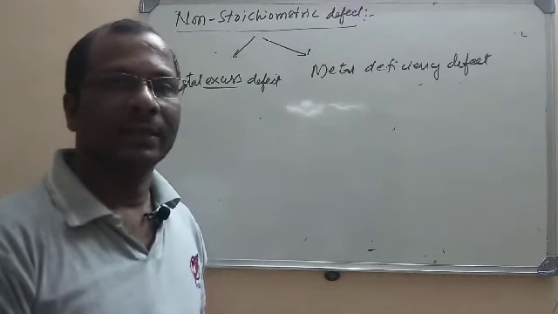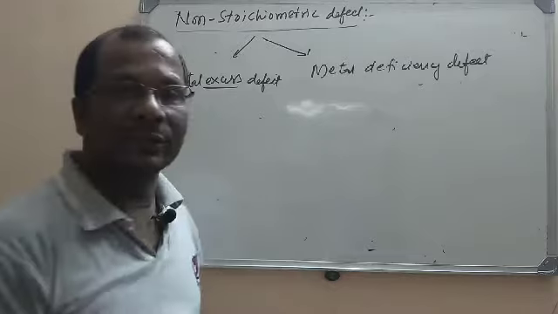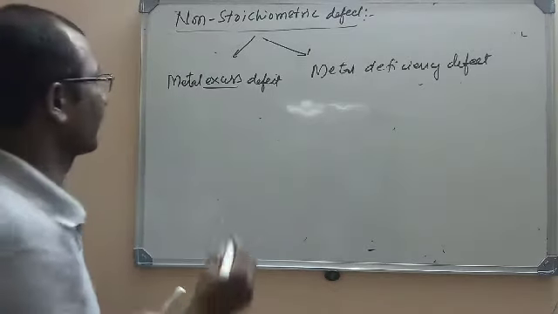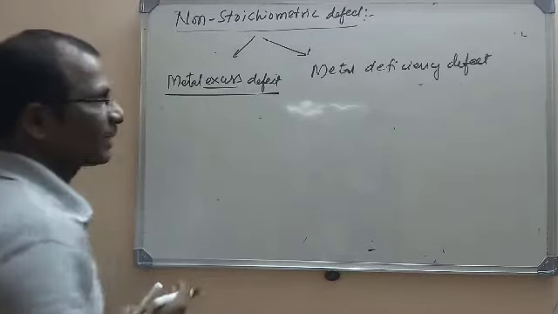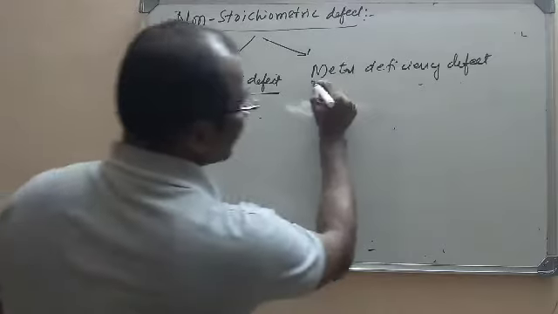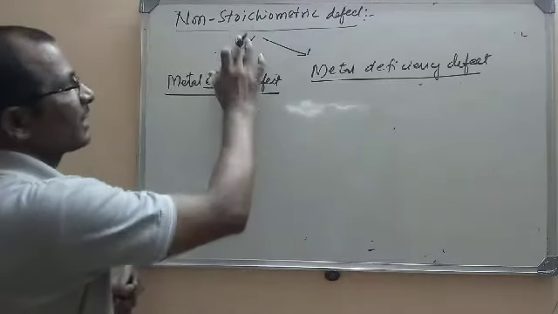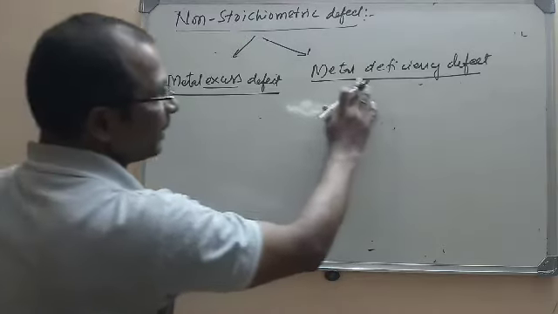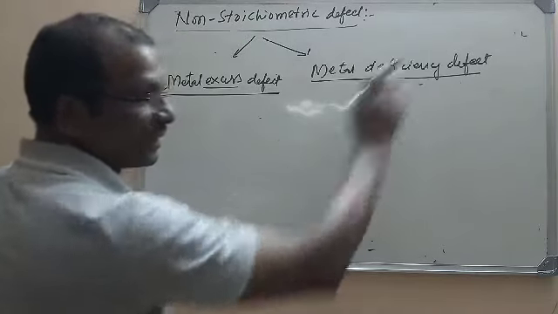This is the broad explanation. Let us go into details here. First, we will discuss the metal excess defect. Later we will discuss the metal deficiency defect. So non-stoichiometric defect is of two types: metal excess defect and metal deficiency defect.